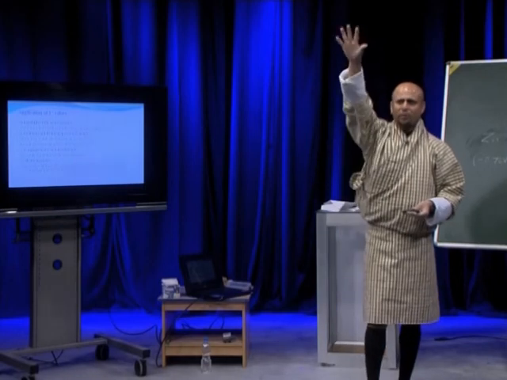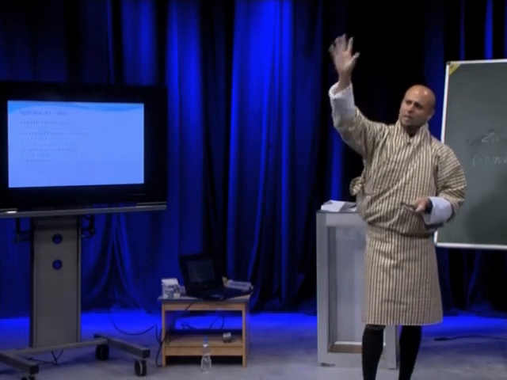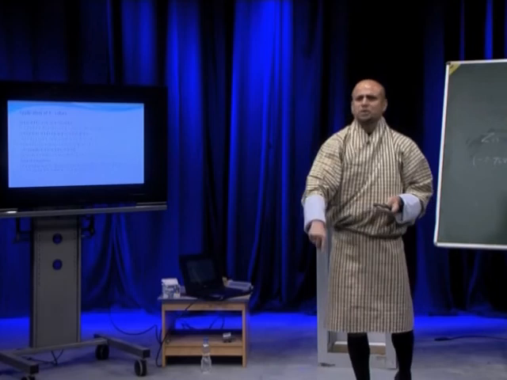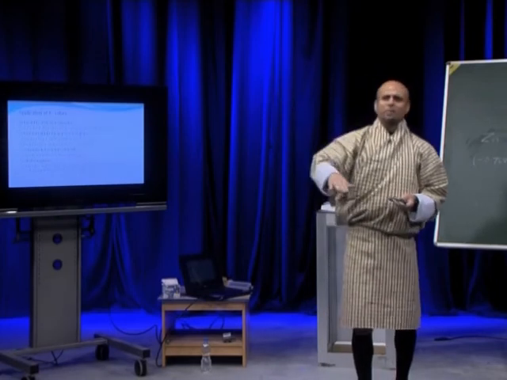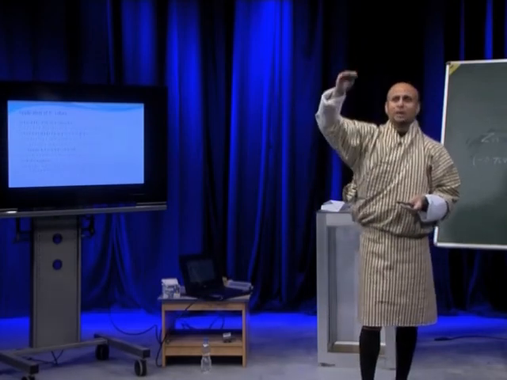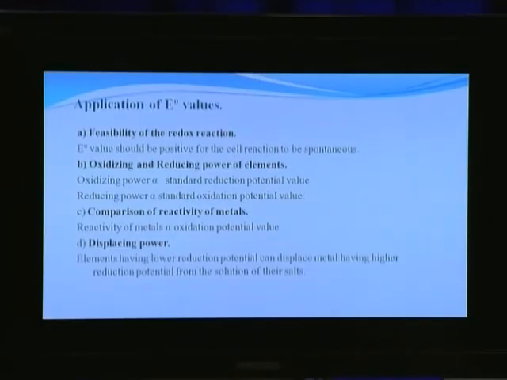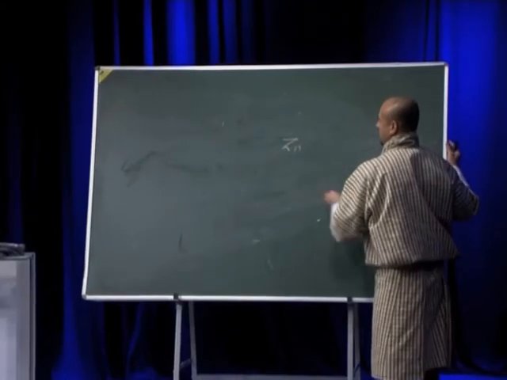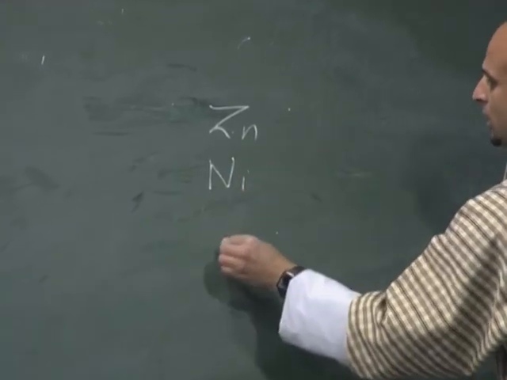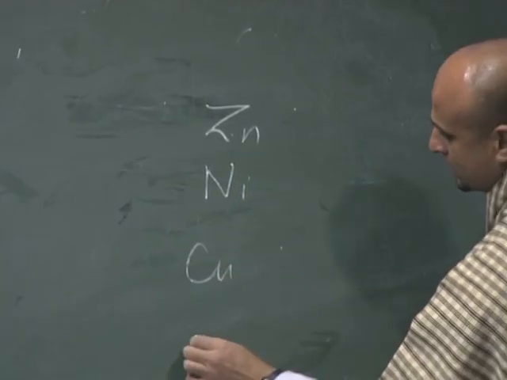So, if you have 4 or 5 metals, the element having the lowest reduction potential will be the most reactive, and the element having the highest reduction potential will be the least reactive. Let me give an example here. Let's take zinc, nickel, copper, and silver.